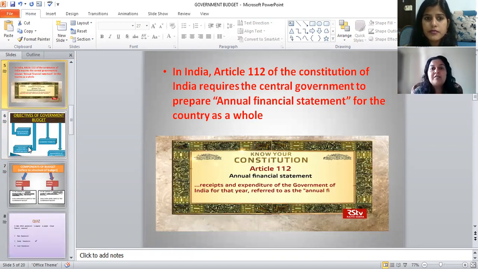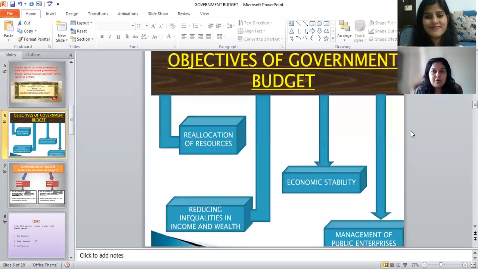In India, Article 112 of the Constitution of India requires the central government to prepare an annual financial statement for the country as a whole. Now we are talking about macroeconomics, the country as a whole. Who plans this budget? The central government plans the budget. There are also state governments, which plan budgets for the state, and local governments also plan budgets at a local level. According to the Constitution, the central government has to prepare the annual financial statement. Now Alka will walk us through the objectives.